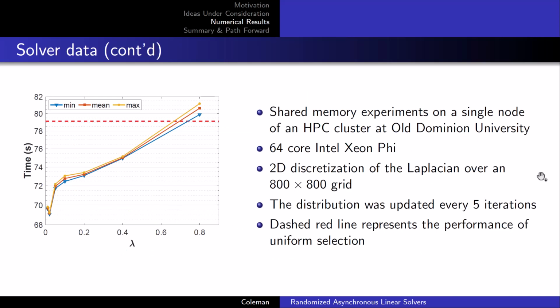If we go forward again to a slightly larger scale, this is still looking at the 2D discretization of the Laplacian, but this time we're on a much larger grid, and we've parallelized on essentially a shared memory device, an Intel Xeon Phi, 64 cores, on one of the high-performance computing clusters at Old Dominion University. Here we're dynamically updating our distribution every 5 iterations. The dashed red line is the performance of uniform, and then we have a bunch of different exponential distributions, taken at several different parameters for your lambda.